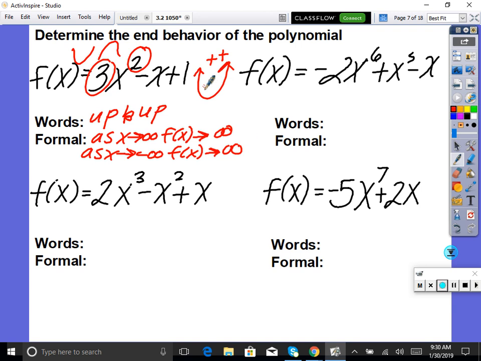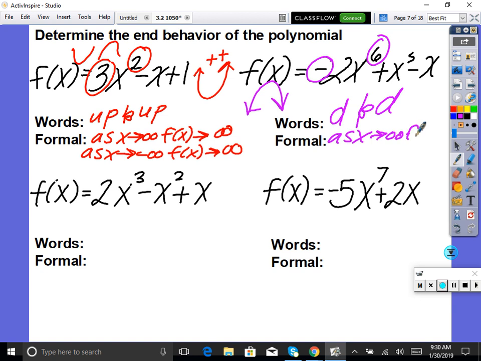Okay, looking at this one, this should be your thought process. It's even, so it's the same end behavior. It's negative, so won't it be down and down? I'm just going to write D and D. Okay. So then as x goes to infinity, f of x goes to negative infinity. As x goes to negative infinity, f of x is going to negative infinity. Okay, good. I can't fit that.